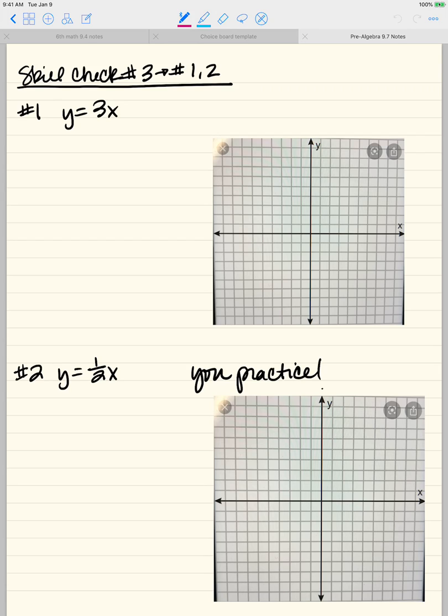Box Skill Check number 3, I'm going to go ahead and do number 1 here. It says y is equal to 3x. Okay, y is equal to 3x.